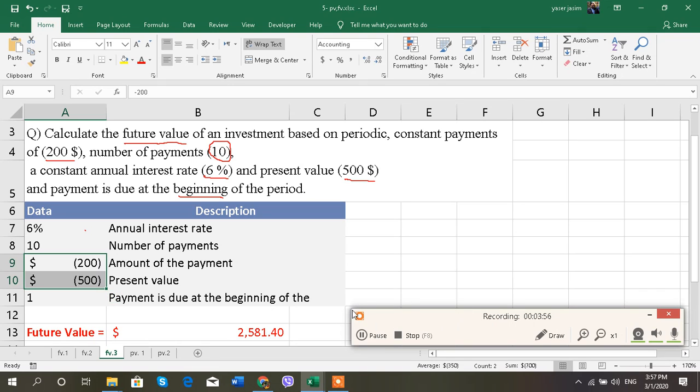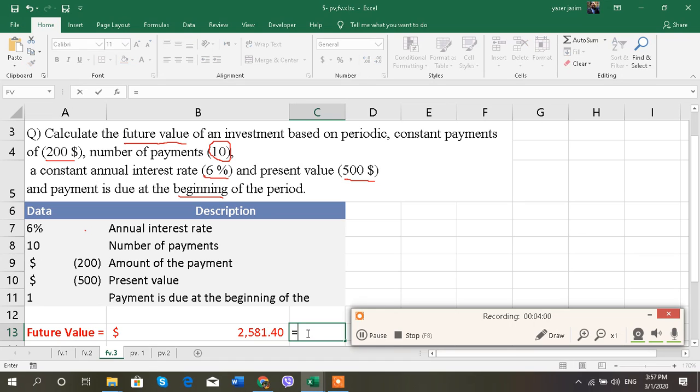Now, how do we calculate the FV? I'm going to go here, type equals FV, double click, open the brackets. What do I need here? I need rate. You're not going to write 6%. This is wrong. You're just going to click on this cell and that's it, because we're going to use cell reference here.